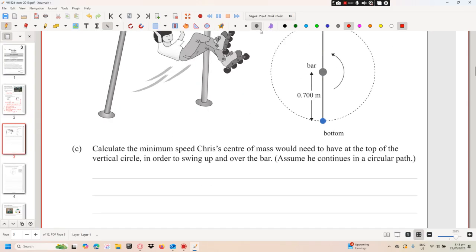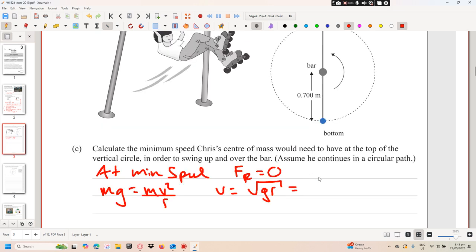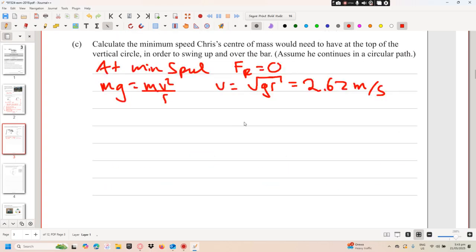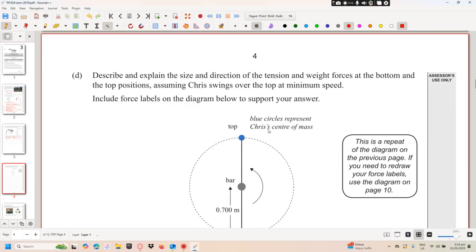Okay, so to make it over the top, the minimum speed. At minimum speed, the reaction force is 0. So therefore mg equals mv squared on r. So v equals square root of gr, equals square root of 9.81 times 0.7. So that's 2.62 meters per second. Excellent.